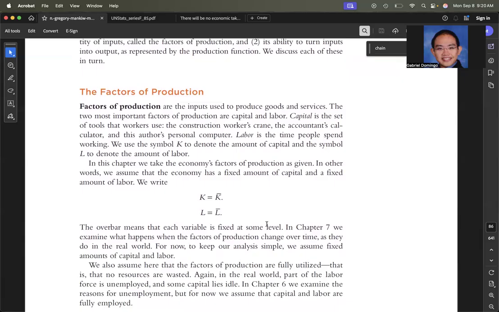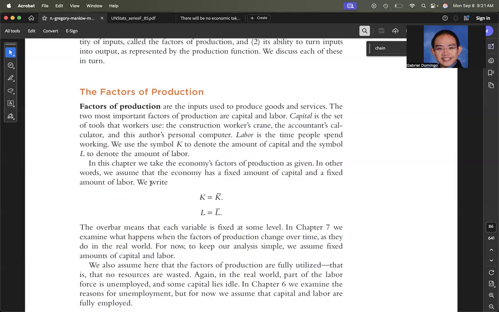Factors of production is the next topic. How do you produce our GDP? Factors of production are used to produce GDP. So, what are our factors of production? The first is capital. Capital is a set of tools that workers use to help them make products: the construction worker's crane, the accountant's calculator, an author's personal computer. Labor is the time people spend working. We use K to denote capital and the symbol L to denote labor.